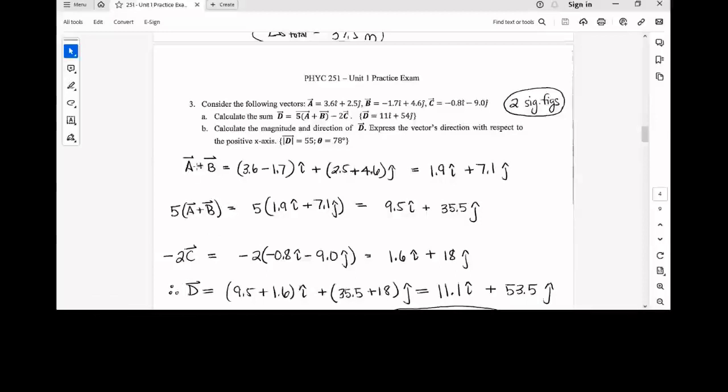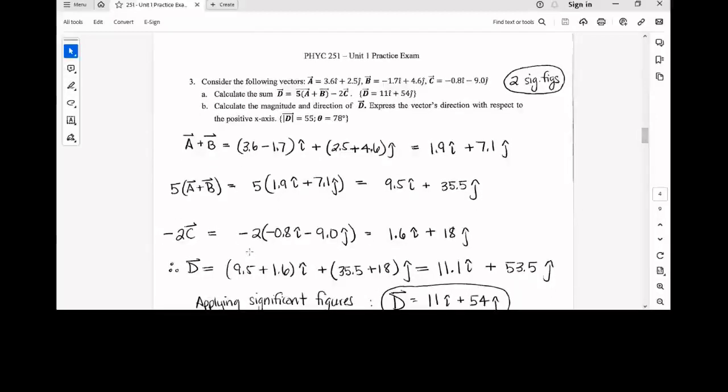Okay, so what we can do is first add vector A and B together. So I'm just taking the x components and adding them. So positive 3.6 plus negative 1.7 in the i hat direction. Positive 2.5 plus positive 4.6 in the j hat direction. I get the vector AB that is positive 1.9 i hat plus 7.1 j hat. Taking that and multiplying it by 5 gives me 9.5 i hat plus 35.5 j hat.